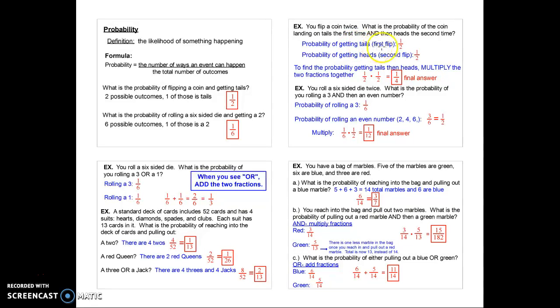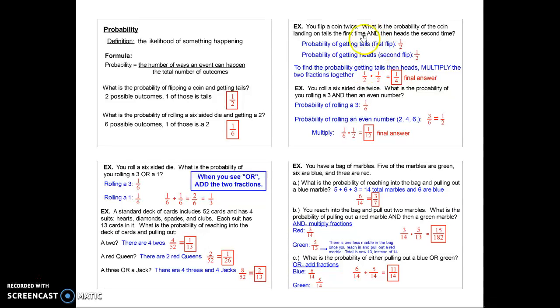Probability of getting the tails on the first flip. I have a 1 out of 2 chance. Okay, when I flip a coin, there's 2 possibilities for the outcome. There's 1 chance of me getting what I want, which is tails. Then probability of getting heads in the second flip. Again, I have a 1 out of 2 chance.